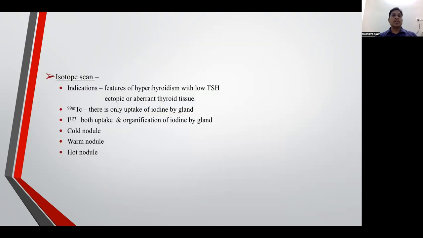Now there is isotope scan. So the indications: features of hyperthyroidism, low TSH, then ectopic or aberrant thyroid tissue. Then with 99m technetium, there is only uptake of iodine by the gland. Iodine-123 shows uptake and organification of iodine. Then cold nodule, warm nodule, and hot nodule. So this is the aspect of scan.